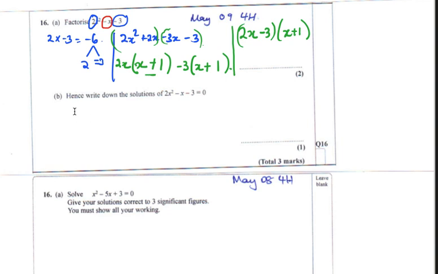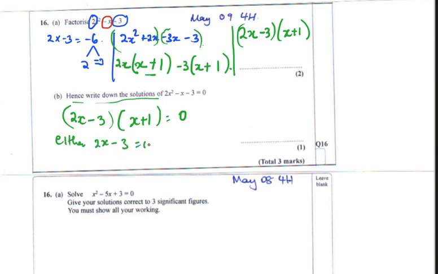And now part 2, they want us to solve. So if you're asked to write the solutions, remember we said the answers we get for quadratic equations are sometimes called roots. So you just have to continue from where you stopped. You write the factorized version, equate it to 0. So here you are going to use what we call the 0 property. So you say either 2x minus 3 is 0, or x plus 1 is equal to 0.